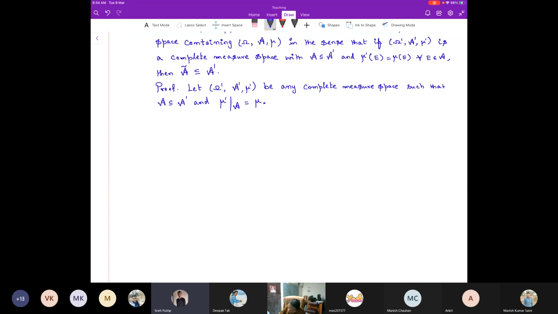So let E belong to A tilde. Then, by definition of A tilde, there exists A in A and F in script N such that E can be written as A union F.